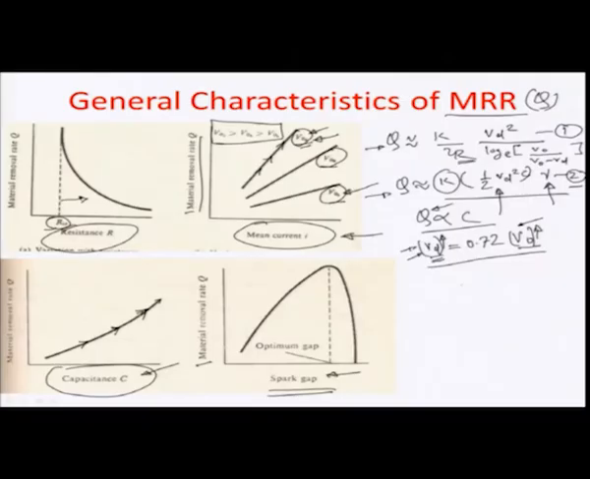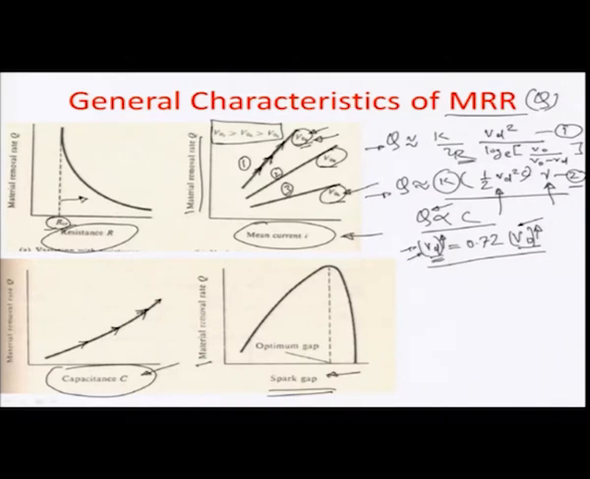So, these are the characteristics of different operating voltages on different straight lines from 1 to 3, as can be seen in this particular graph. One more important point is that as the mean current increases, it automatically means that the discharge voltage also is increasing, because it is really a function of the gap resistance. Therefore, with an increase in mean current, as you can see, the material removal rate is also increasing.